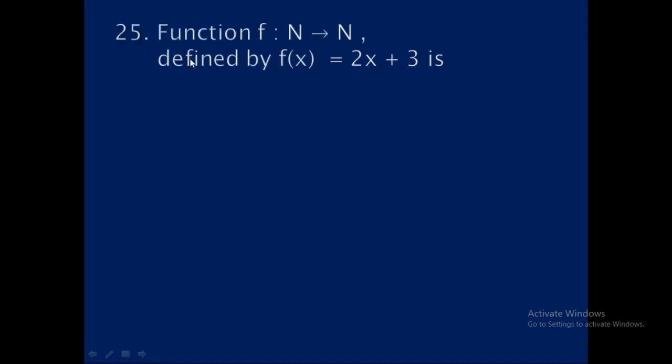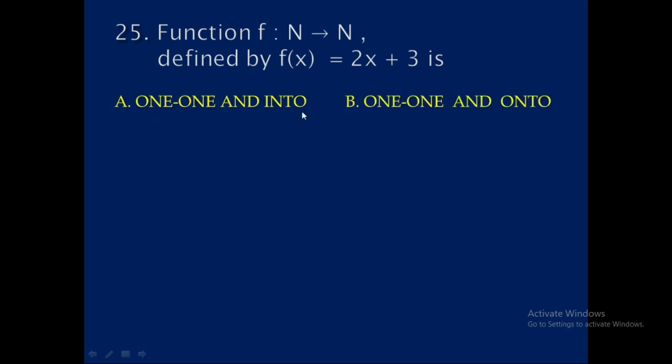And the last example, the 25th question. The function f from N to N defined by f(x) = 2x + 3, a linear function. Option A: one-one and into. Option B: one-one and onto. Option C: many-one and onto. Option D: many-one and into.